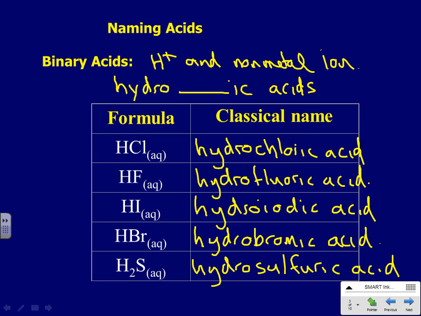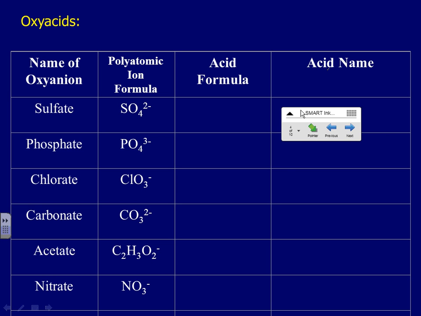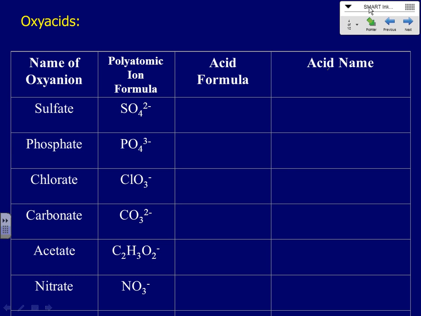Also notice that every one of these formulas has an aqueous behind it. And that's because an acid is only behaving as an acid if it's dissolved in water. If the substance isn't dissolved in water, then the H hasn't fallen off, and then it's not behaving as an acid. So acids must be dissolved in water in order to be acidic and do their acid work, whatever that is. Okay? All right. One more group of acids here, and these are called the oxyacids.